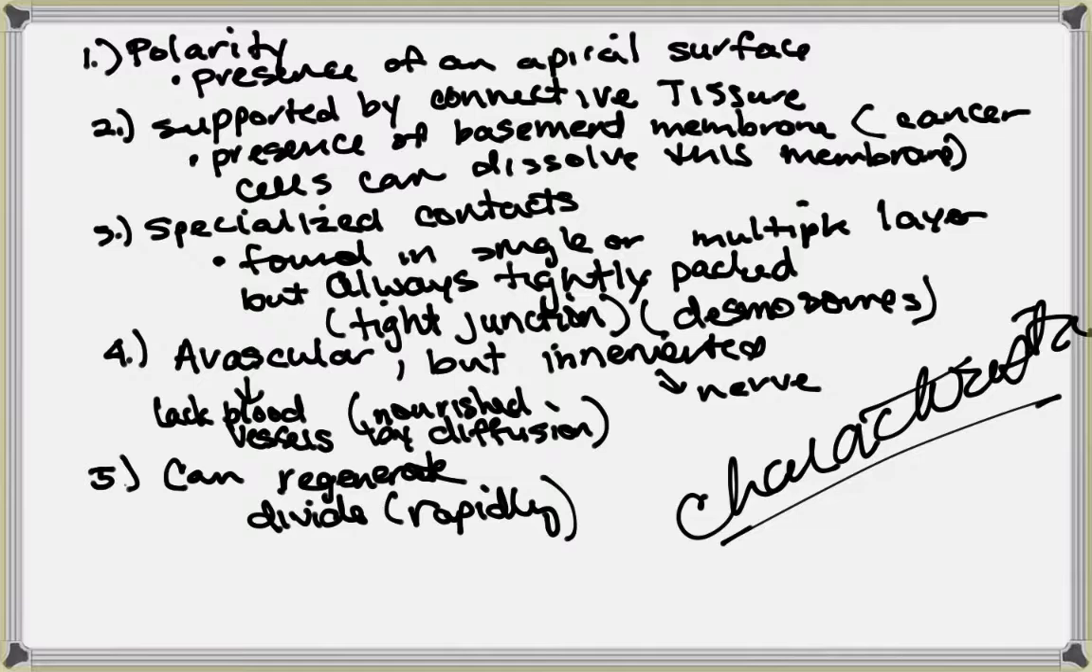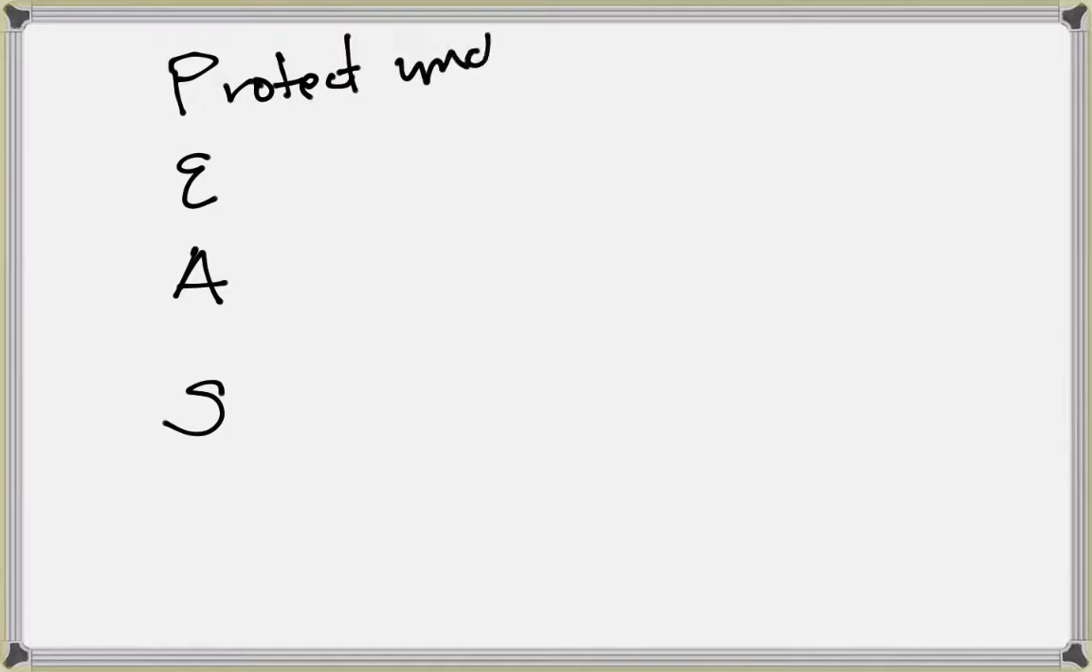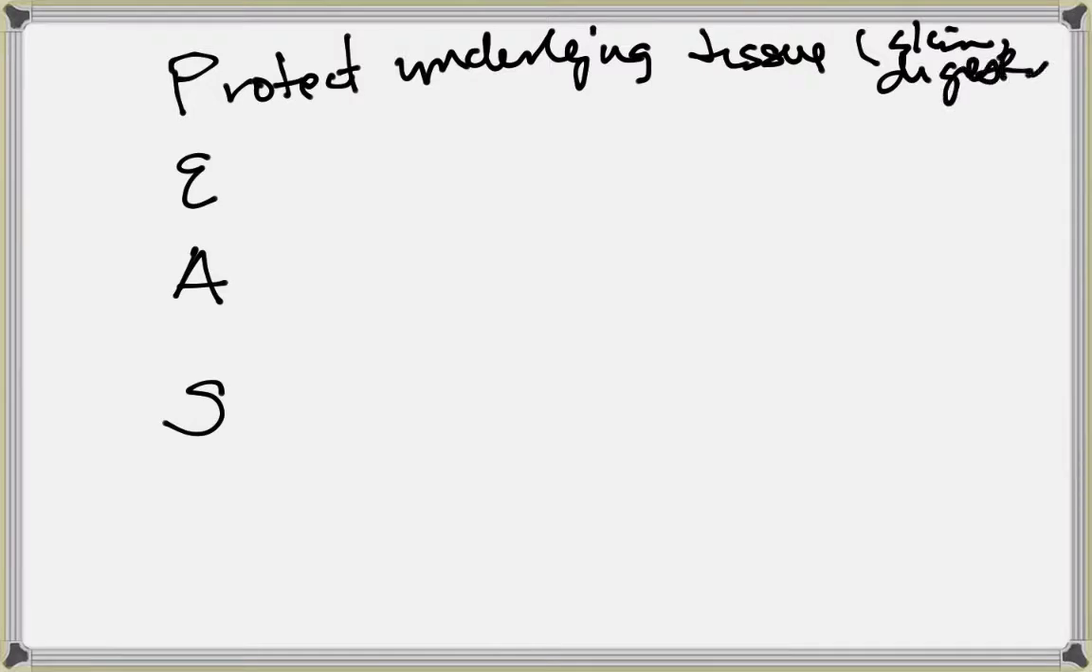Now, the functions, so these are the characteristics, what they look like, what they have, what's around them, right? And these guys have very specific functions, and you can think P's, right? They protect. And essentially, they're protecting underlying tissue, right? So think, they have skin. They're in skin or digestive tract lining. So essentially, they're providing that protection underneath for everything that's underneath it.